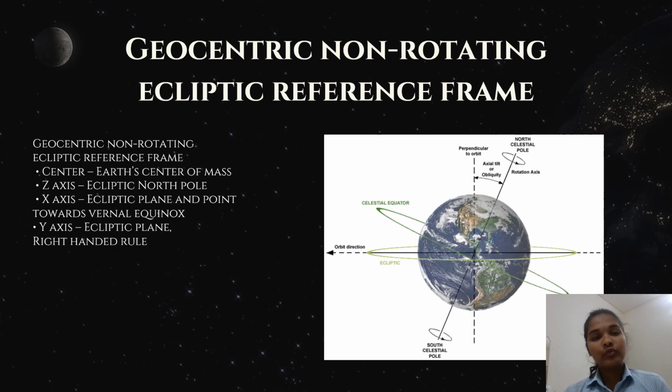Then now we will move towards the geocentric non-rotating elliptical reference frame. Here we can see the diagram of the geocentric non-rotating elliptical reference frame, where the center is Earth, the x-axis is in the elliptical plane, the y-axis is in the elliptical plane, and the z-axis is towards the elliptical north pole. Here also we can visualize this frame by using the right hand rule.